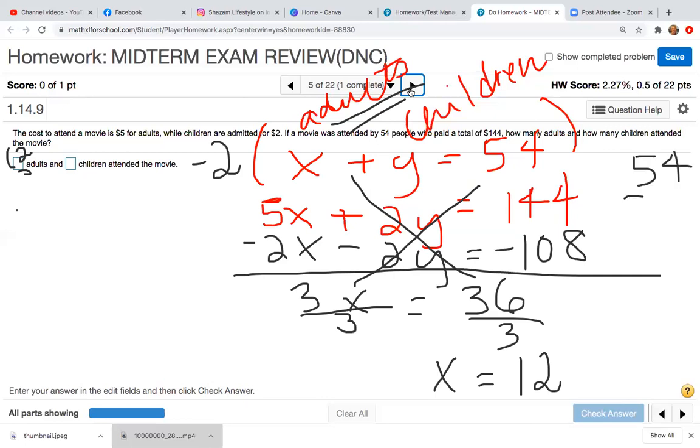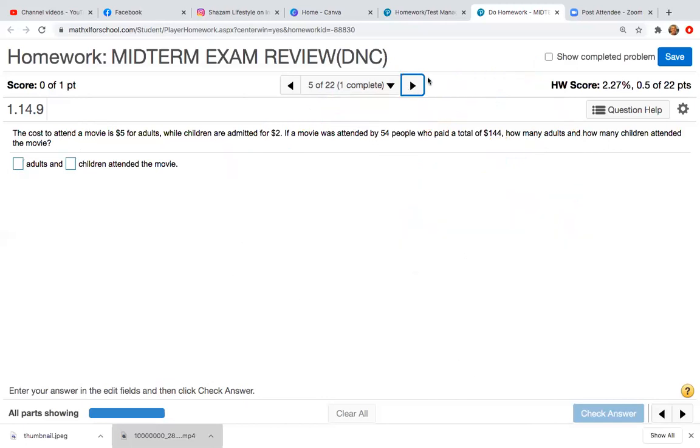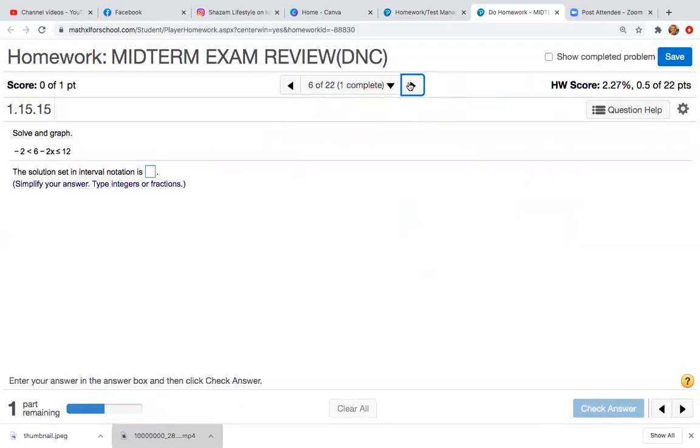So if 12 of them were adults, how many children tickets were purchased? Well, 54 minus 12 leaves you with 42. So 42 would be the number of children's tickets that were purchased. And just like that, guys, we're done. Again, remember, this is a review, so I'm kind of going through it quickly.